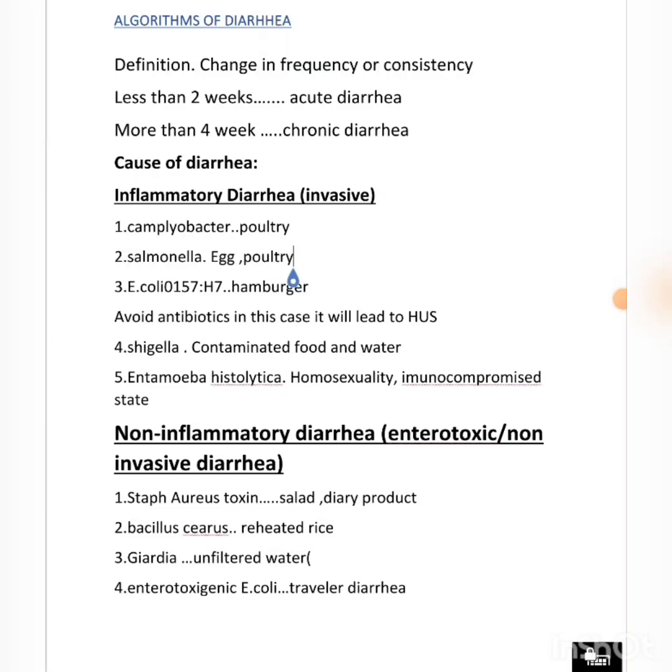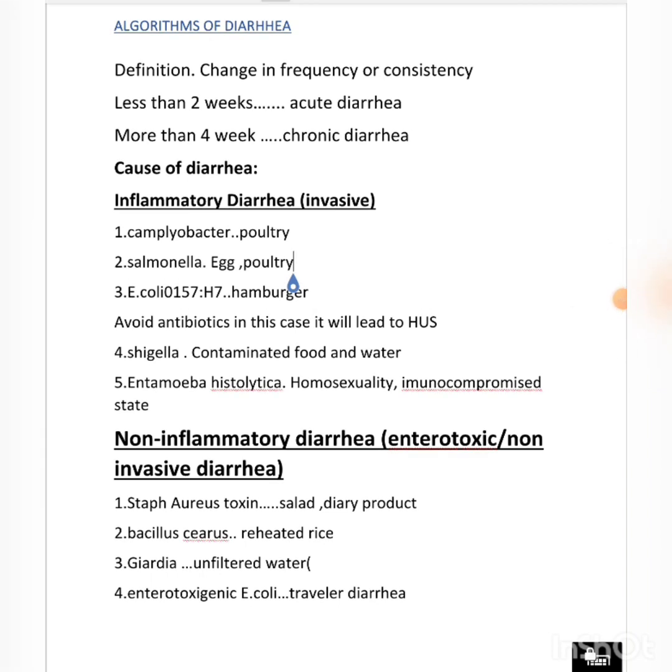Let's start with the algorithm of diarrhea. As we know, diarrhea is a change in frequency or consistency of the stool. If the diarrhea lasts less than 2 weeks, it is called acute diarrhea. And if it is more than 4 weeks, then it is called chronic diarrhea.